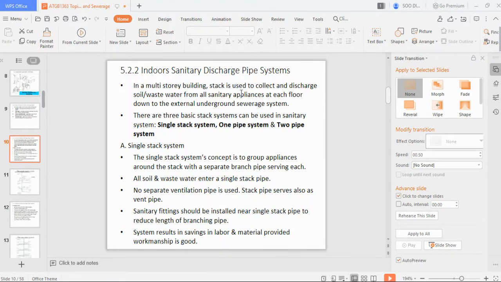So that comes along, you have our pipe system, of how the pipe can be installed to collect all the waste and discharge from the sanitary appliances at each floor and to direct them to the external underground sewage system. So here we have three types of stack system which can be used in our sanitary system. This is the piping system that can be installed in either your house or office building or maybe a stadium. So first one is the single stack system.